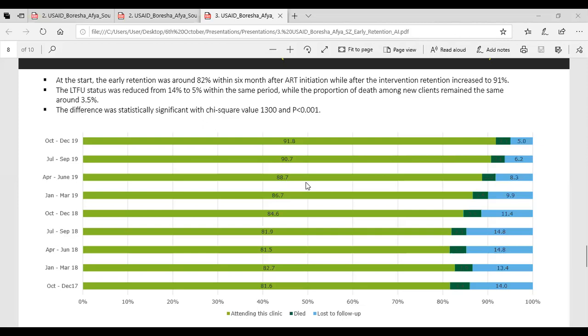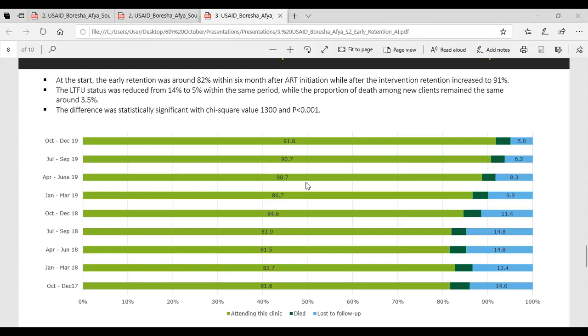This is because health facilities really need support in terms of capacity building, working together, and ensuring continuity in the support. After a certain period of time, we started seeing the improvement, where the retention started improving to 84, and then it increased to 91%.